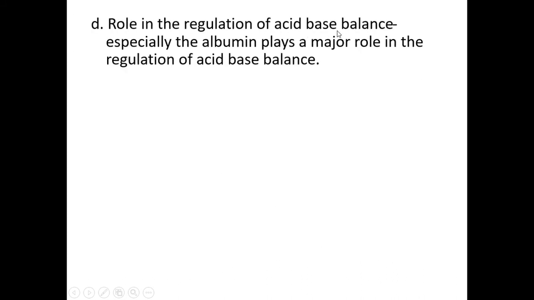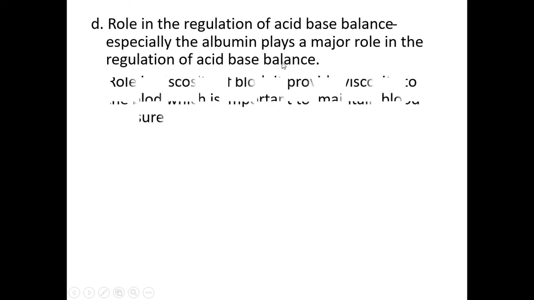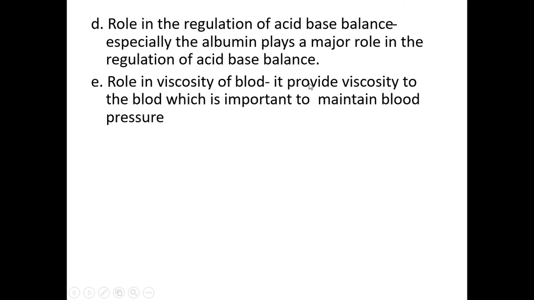Role in regulation of acid-base balance. Especially the albumin plays a major role in regulation of acid-base balance. Role in viscosity of blood. It provides viscosity of the blood, which is important to maintain the blood pressure.